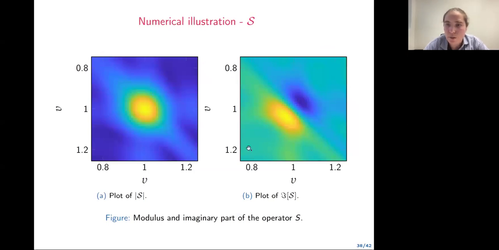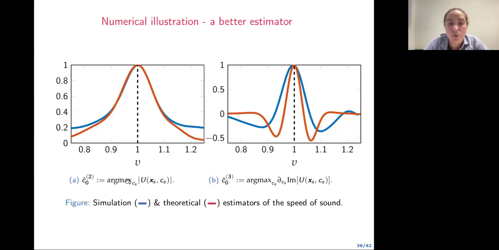So here is a plot of S. You see that S is just K times K star, where K is the matrix that I just showed you. When you do K times K star, you get something completely deterministic. Here is the imaginary part of S. And then indeed, if you take the first singular vector of K, so the first eigenvector of S, you can take the Argmax of U, you get this estimator here, and you can take the derivative of the imaginary part of U, and you get a better estimator.